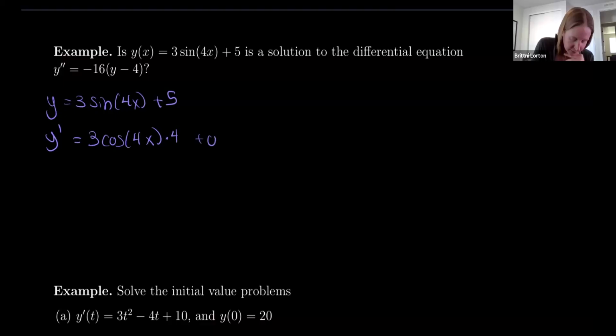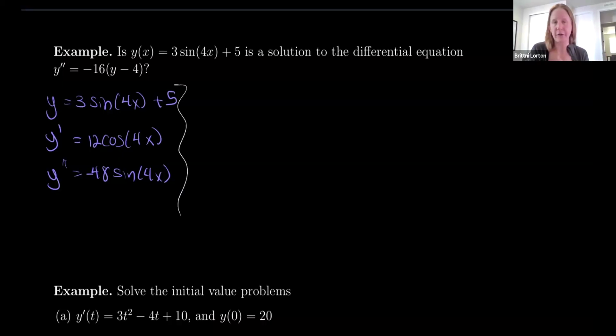Yep. Plus 0. And so then that means y double prime. Let me rewrite that then. 3 times 4 is 12. So y double prime would be 48 times negative sine of 4x. I don't need to keep writing that plus 0. Okay, that was me just doing a couple of derivatives off to the side because I wasn't sure I could do those all in my head. Maybe you can, maybe you can't.